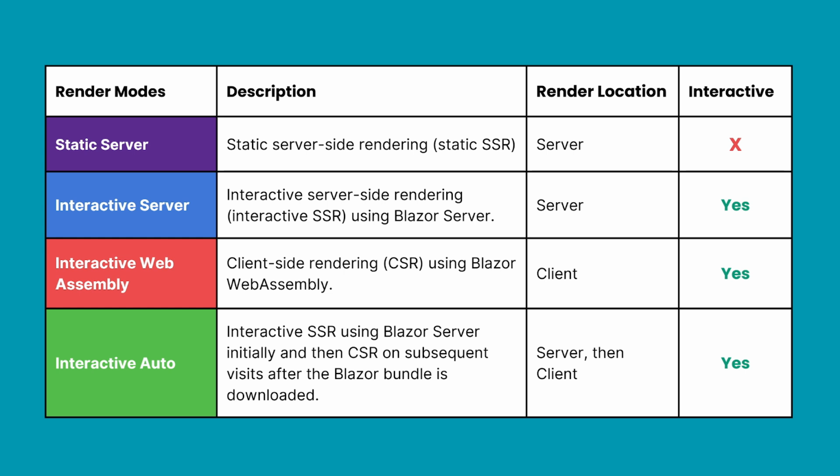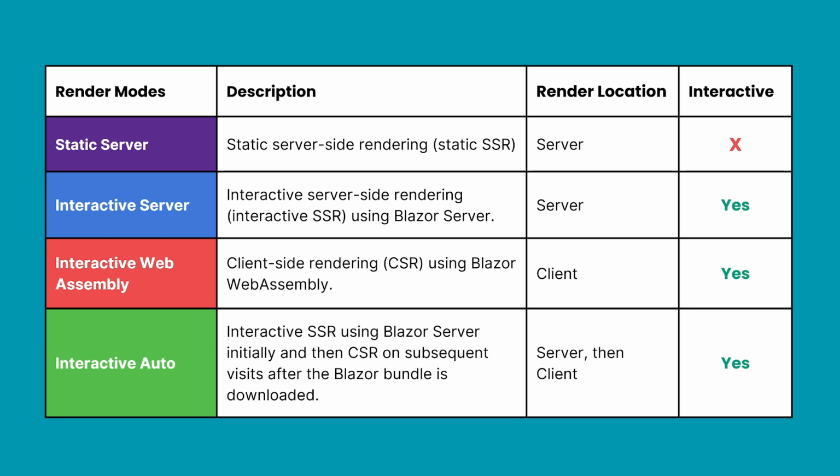Then we have the interactive server mode. For the interactive server render mode, your logic gets rendered, or compiled, on the server, and then it gets presented to the client. Now, interactive server, I believe, is the best selling point of Blazor. It's what makes Blazor really amazing, because you get the power of the server side rendering, and you also get the interactivity of the client side. So it's beautiful. I love it.